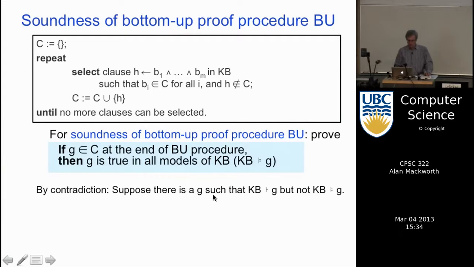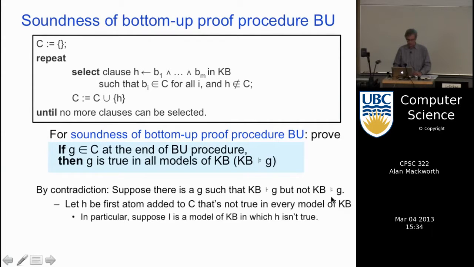Consider a G in C there, but suppose it's not the case that G logically follows from the knowledge base. Okay, so this is our hypothesis that we're going to show can't be true, because we'll get a contradiction if we assume that G is derivable from KB, but it doesn't logically follow from it. Okay, suppose that's the case, then there must be a first atom, we'll call it H, that's added to C that's not true in every model. It may not be the first atom that we add to C for which that's the case. It may or may not be. But let H be the first atom added to C that is not true in every model. There must be such an H if this hypothesis is true.